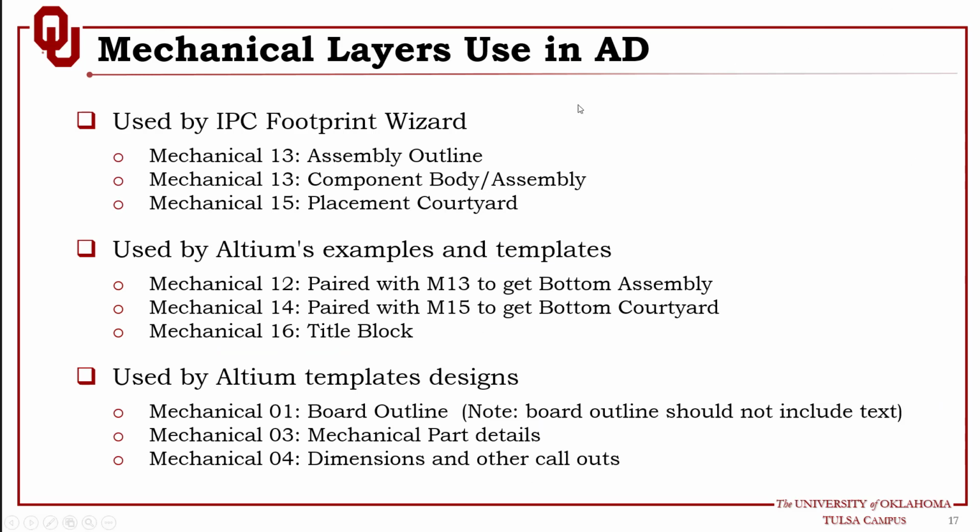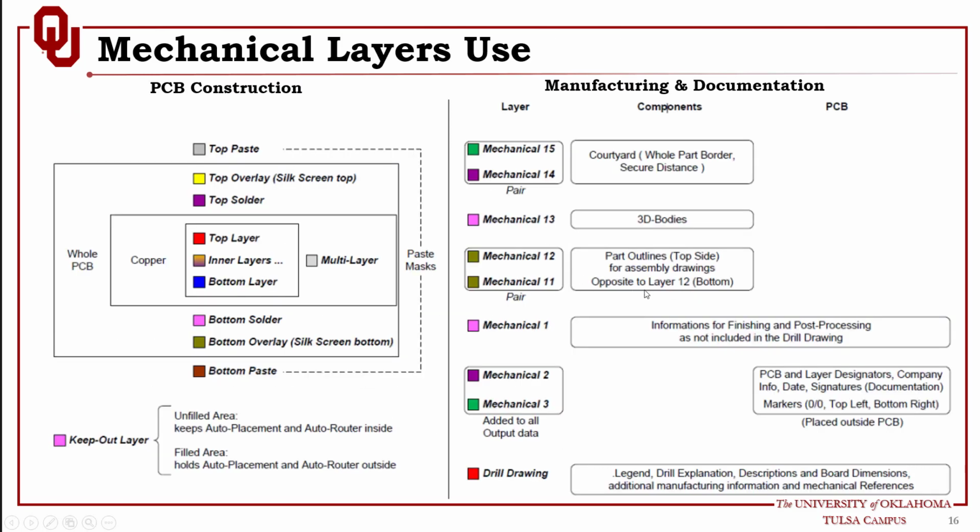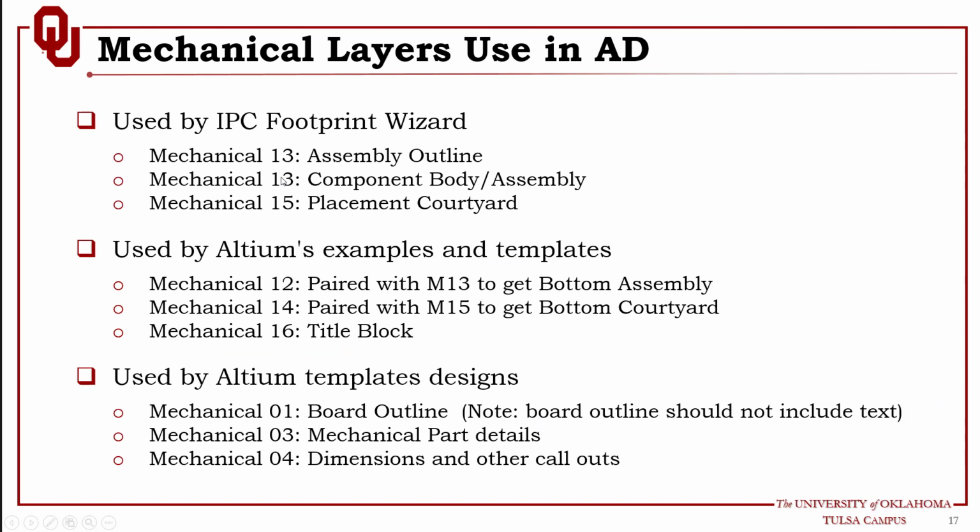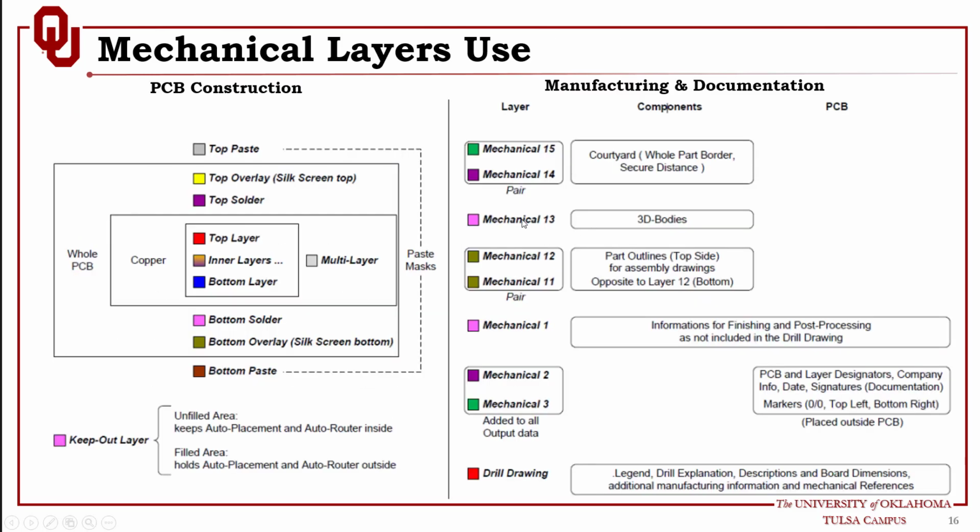The IPC Footprint Wizard will use mechanical layer 13 for the assembly outline, and I always change mechanical layer 13, which we are using for the assembly drawings, to mechanical layer 12. Also, I keep mechanical layer 13 for the component body. Component body is basically the 3D model, which it should be.